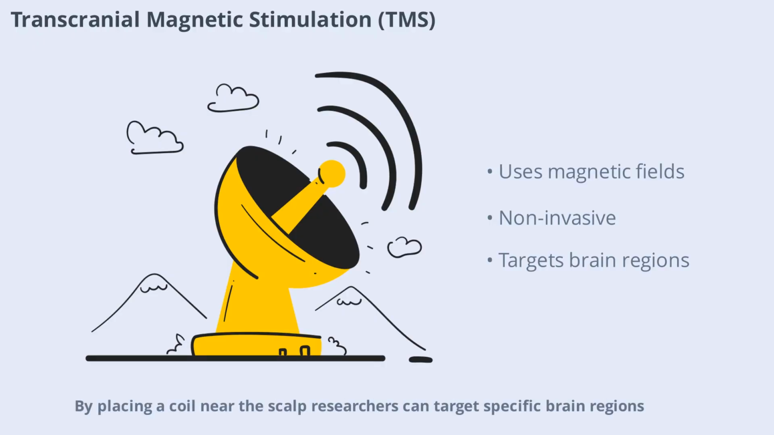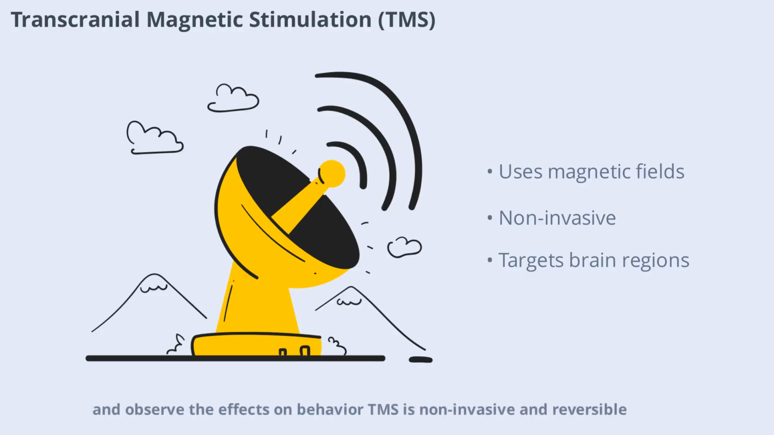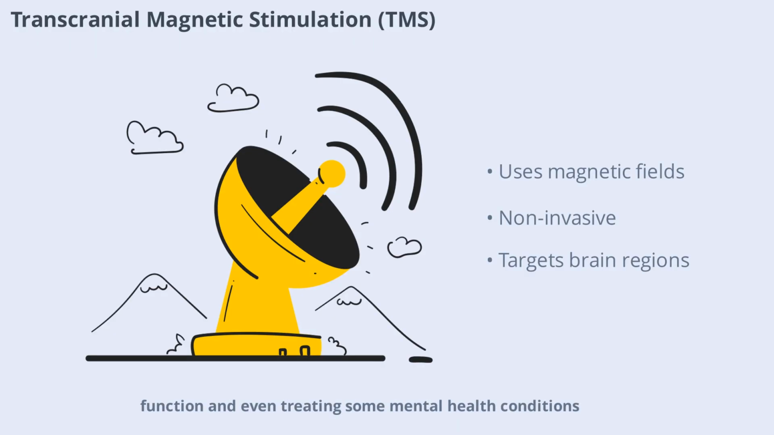Transcranial magnetic stimulation, or TMS, uses magnetic fields to temporarily disrupt or stimulate brain activity. By placing a coil near the scalp, researchers can target specific brain regions and observe the effects on behavior. TMS is non-invasive and reversible, making it a valuable tool for studying brain function and even treating some mental health conditions. It helps scientists explore the causal role of different brain areas in cognition and emotion.